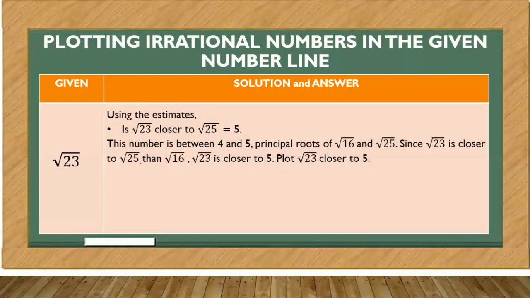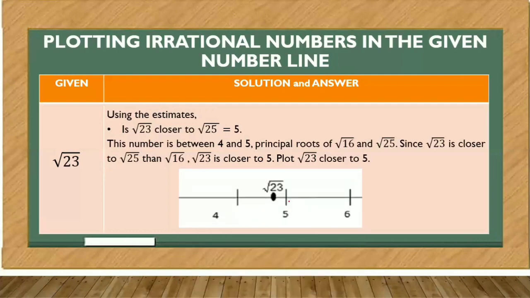Therefore, square root of 23 is closer to 5. Bakit kay 5, hindi kay 25? Kasi nga po, ang perfect square ni 25 ay 5. Then, plot square root of 23 closer to 5. So, ibig sabihin, hindi natin ipa-plot si square root of 23 malapit kay square root of 25. Okay? Gagamitin natin yung kanyang perfect square na 5. So, it means nasa pagitan lang siya ni 4 and 5, nasa number line, and then, mas malapit kay 5. Alright? Mas malapit siya kay 5.